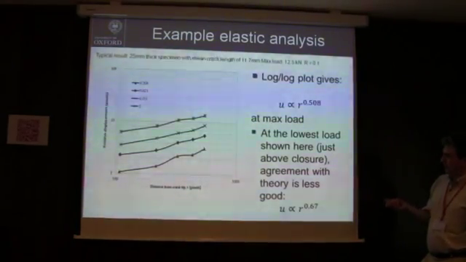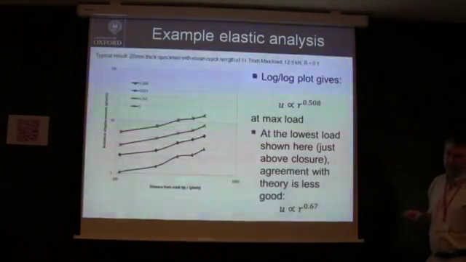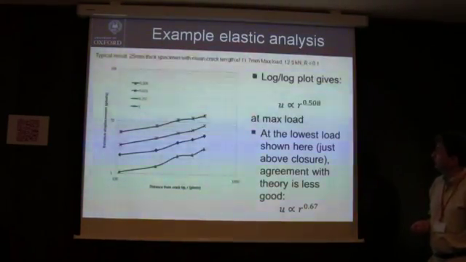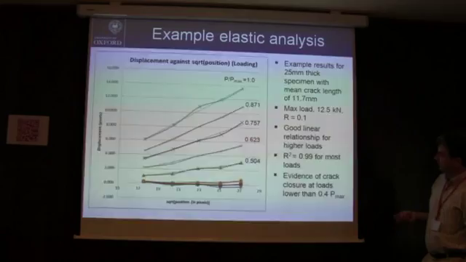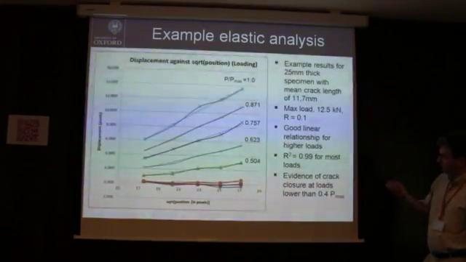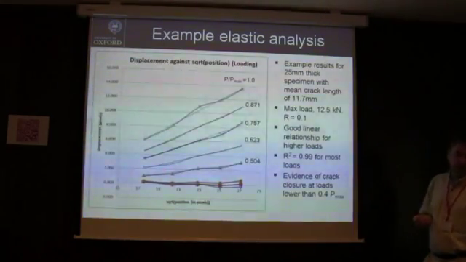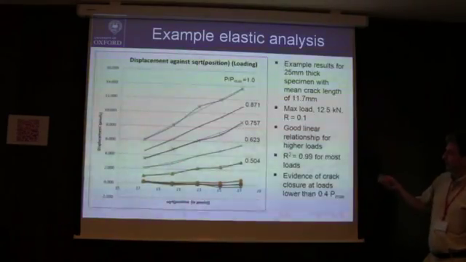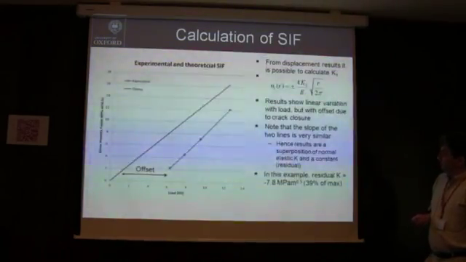Once you go down to here, and this is just above closure, you can see that maybe this is not quite so good, and indeed the exponent is quite some way from 0.5. And here's a typical set of values for a whole range of loads. Initially the crack is more or less closed. Once we get above half the load, it starts to open, and you can see here how it opens, and you get a reasonable straight line fit for these higher loads.